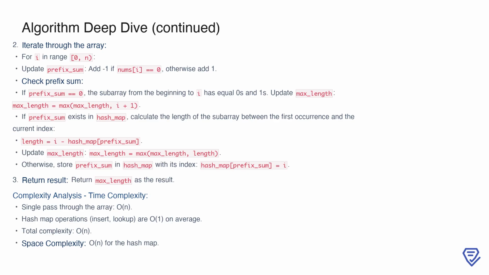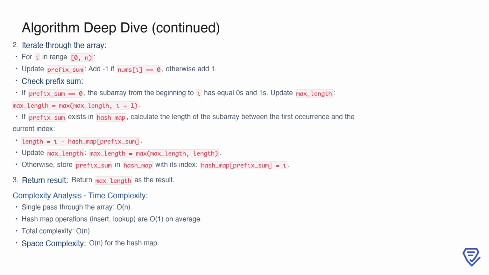Again, we update max_length if this length is greater than the current maximum. If the prefix_sum hasn't been seen before, we store it in the hash map along with the current index. After processing all elements in the array, the algorithm returns the value of max_length.